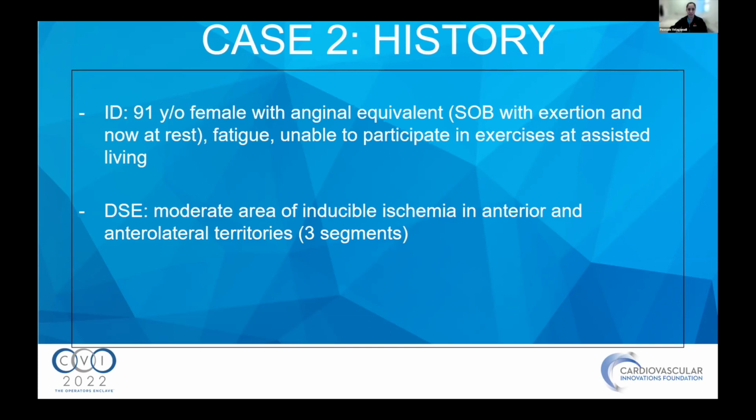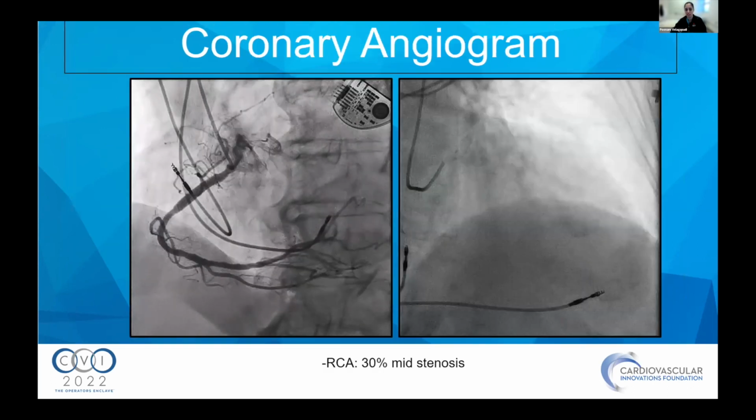Yep. So this is a 91-year-old lady living in an assisted living facility, and she enjoys doing exercises with her groups. She started having shortness of breath and fatigue, and had a DSE with 3-segment ischemia in the anterior and anterolateral segments, and couldn't participate in her exercises. She's 91, 92, and the family did not really want any aggressive measures. But ultimately, because she's not able to enjoy what she did before, they decided to move for a cath and only do something if it was significant disease.